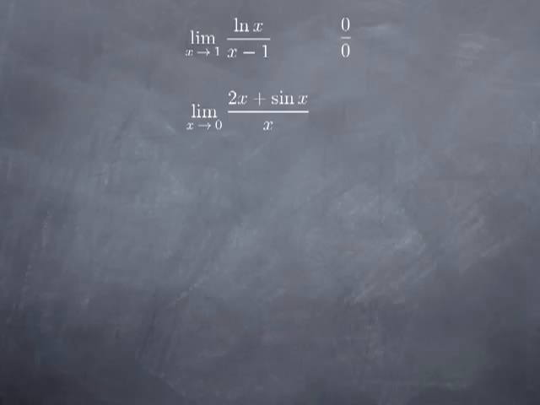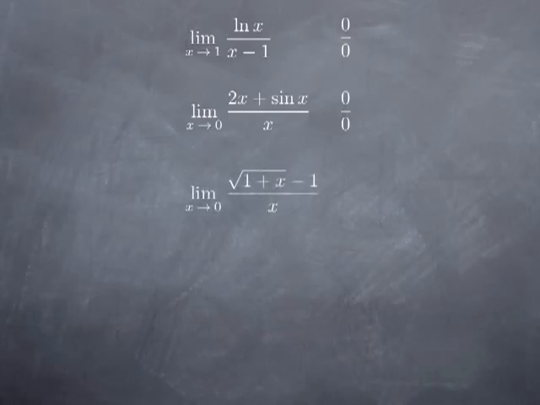Similarly, if you consider this limit, when you plug x equals 0 at the top, you get 0 plus sine of 0, which is 0, and at the bottom 0. So you have again an undetermined form of the type 0 over 0, and again, factoring techniques or using conjugates or these kind of things do not apply here.